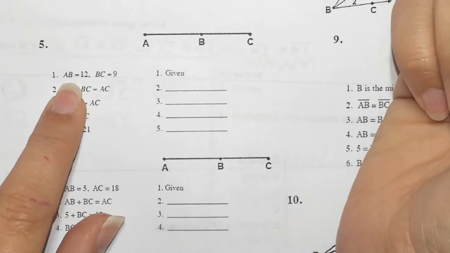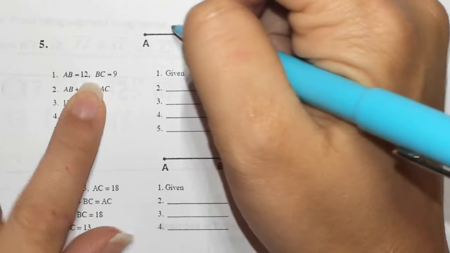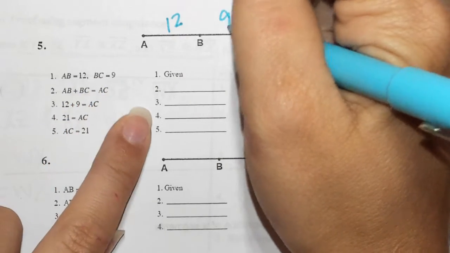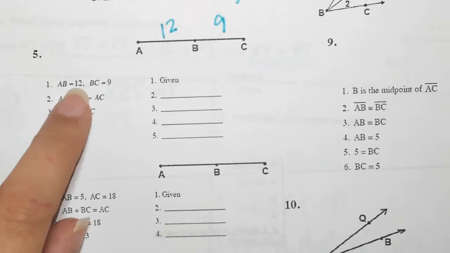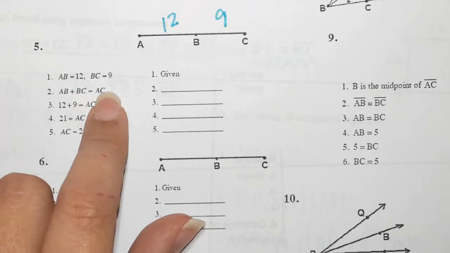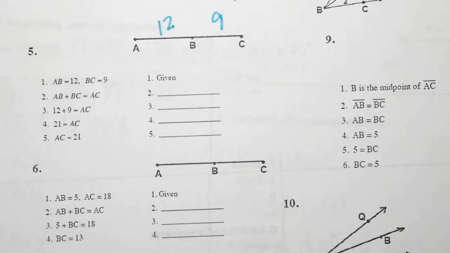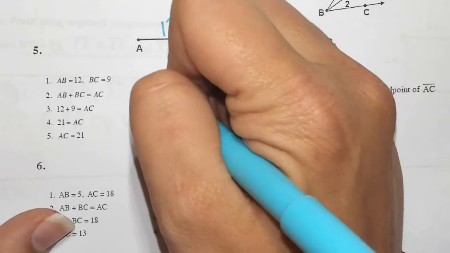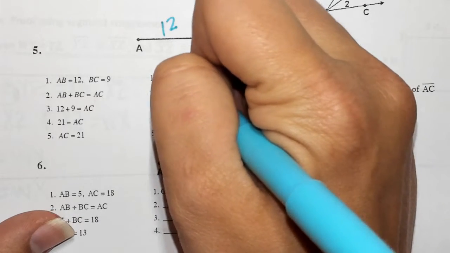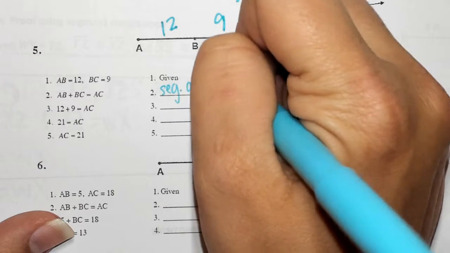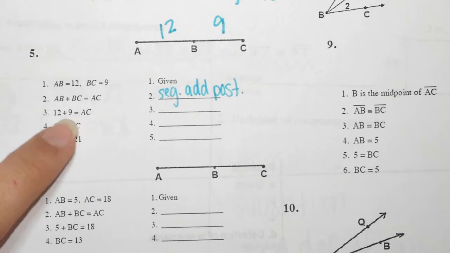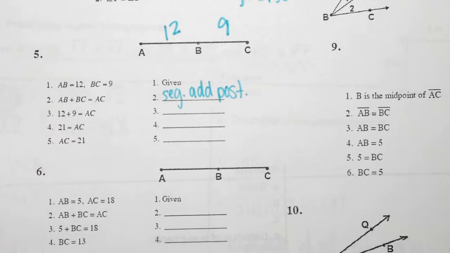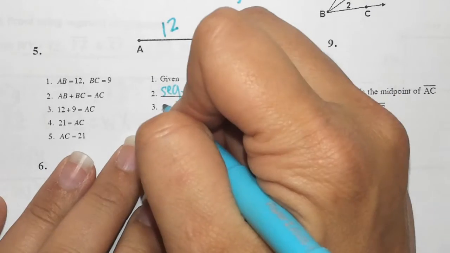So let's look at this one together. It says that AB equals 12 and BC equals 9. All right, and that's what they give us. Now they say that AB plus BC equals AC. So what is that? Segment addition postulate. Now what did they do here? Substitution. Look at you guys go.